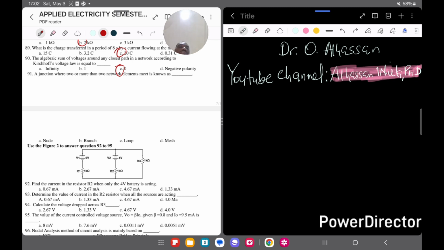So we are going to continue from where we stopped, right? We are solving the past question of applied electricity, first semester examination on 2022-2023 academic year. So let's continue from where we stopped.